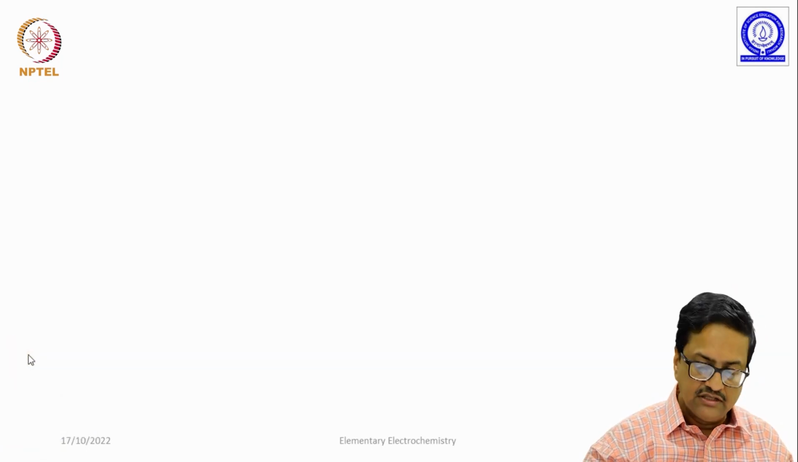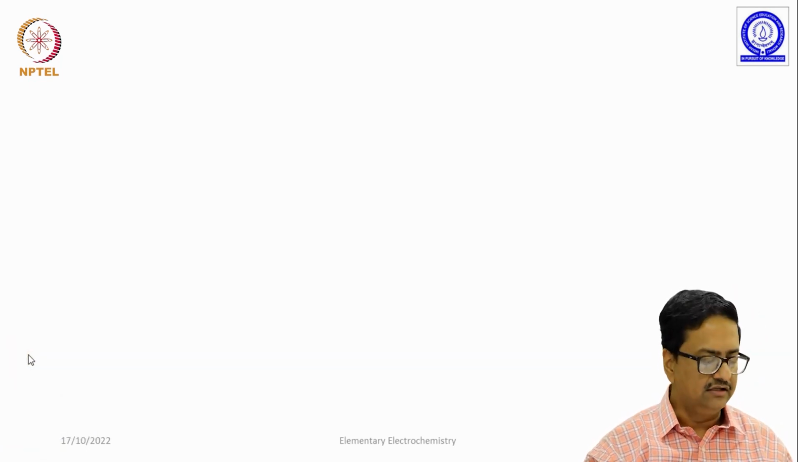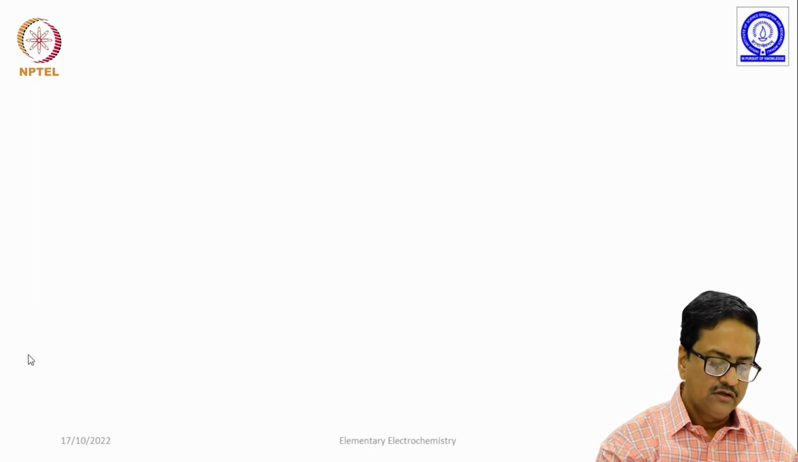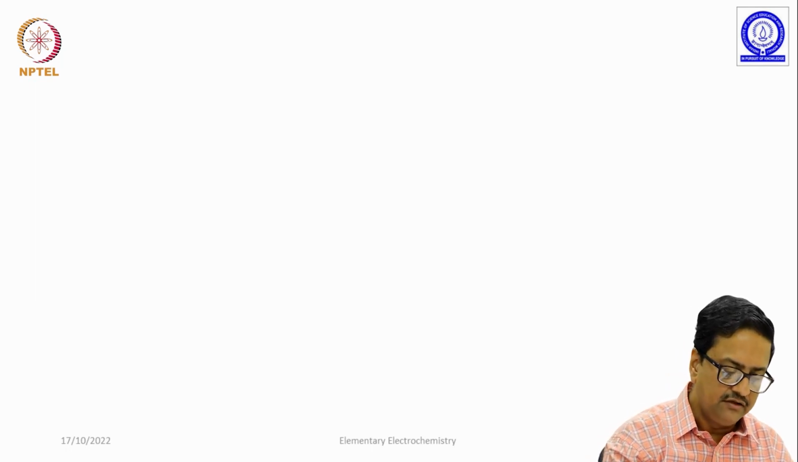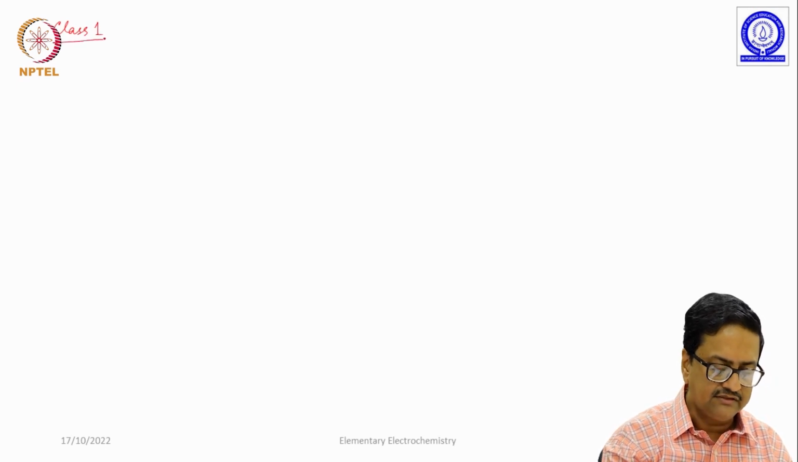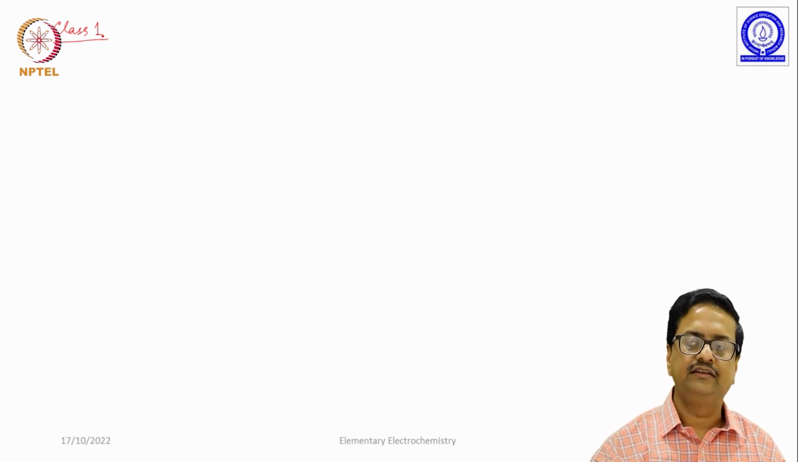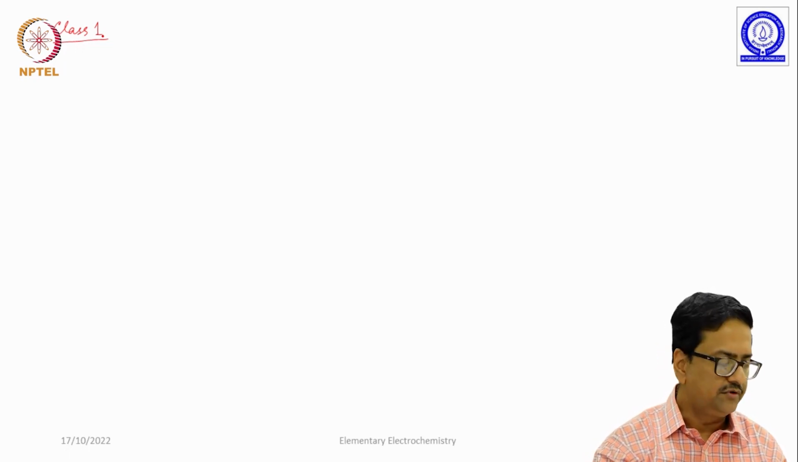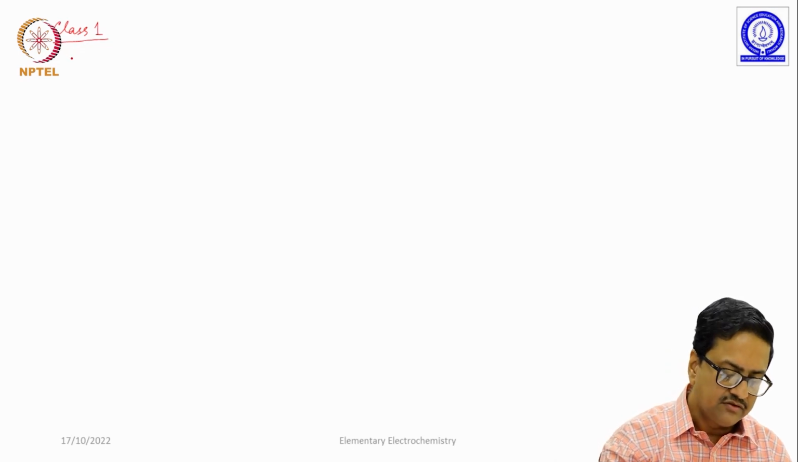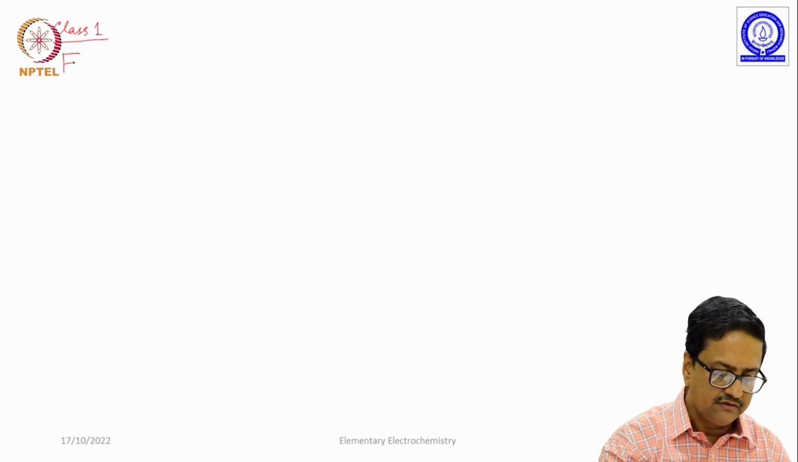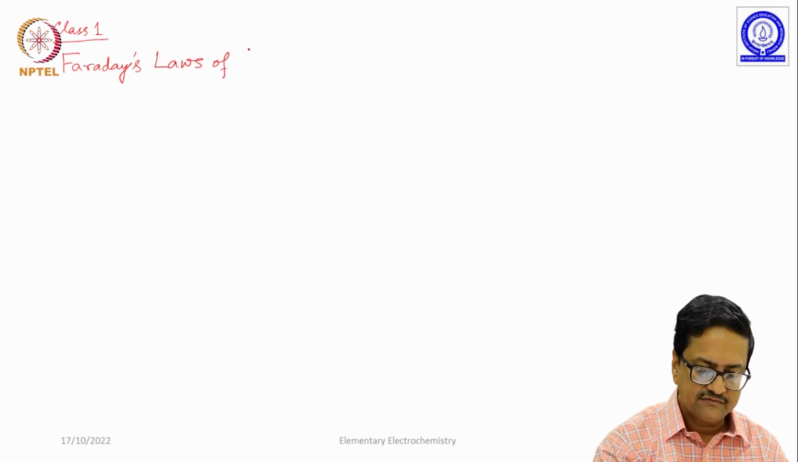I hope you are able to see what I am writing on the screen. So, this is class 1, the first class that we are having on this electrochemistry course, other than the introductory lecture that we had previously. So, in the first class, we will talk about Faraday's laws of electrolysis.